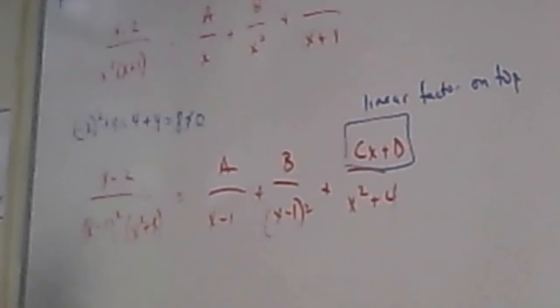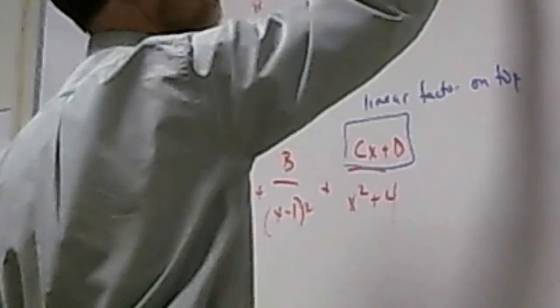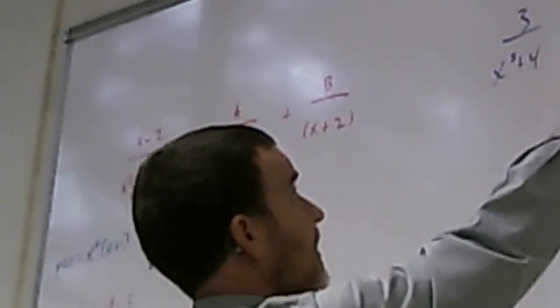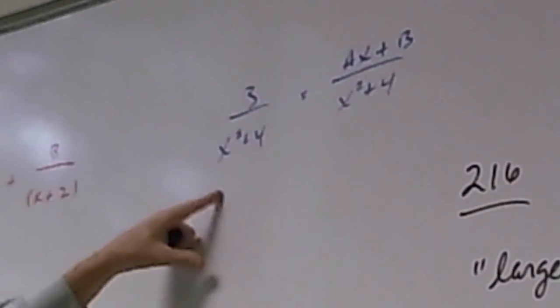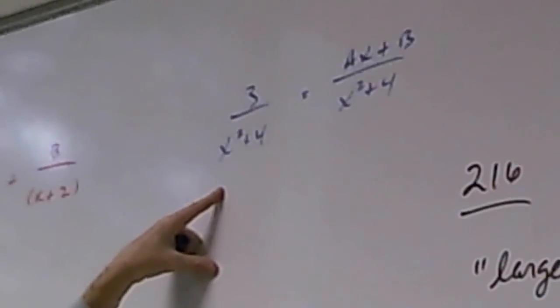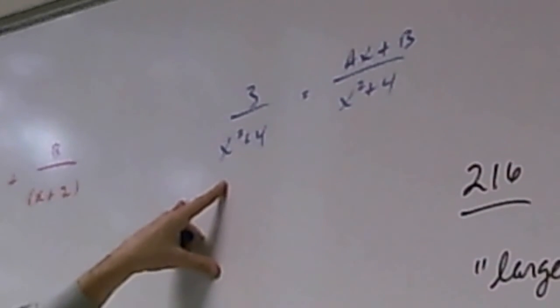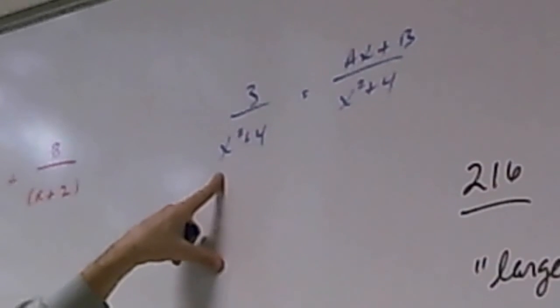So if we had x squared plus 4 by itself on the bottom, there are no other problems, we do a linear factor. Yep, that's right. So if you had 3 over x squared plus 4, you'd write it as Ax plus B over x squared plus 4. But if you had this, you wouldn't need to, because you don't need partial fractions, because this is a nasty inverse tangent problem.